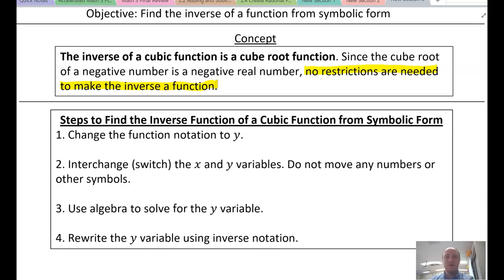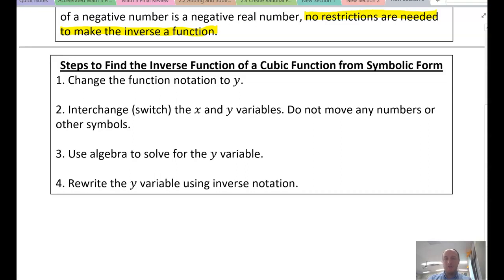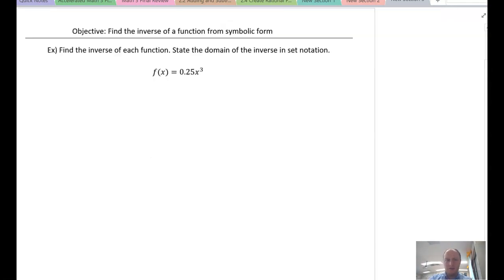Okay, just some other things of note here. Again, as I said in the intro, a cubic function has an inverse, which is a cube root function. So again, just to recap, what we're going to do: we're going to change our function notation to y. We'll switch our x's and y's. We'll solve with algebra, and we'll rewrite in function notation. Without further ado, here is our first example.